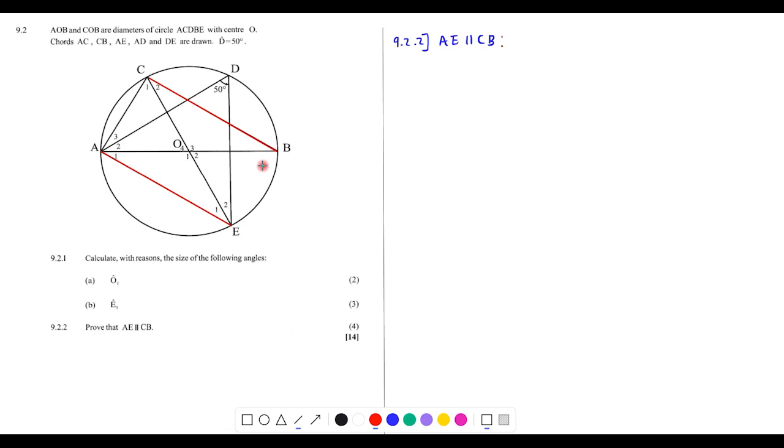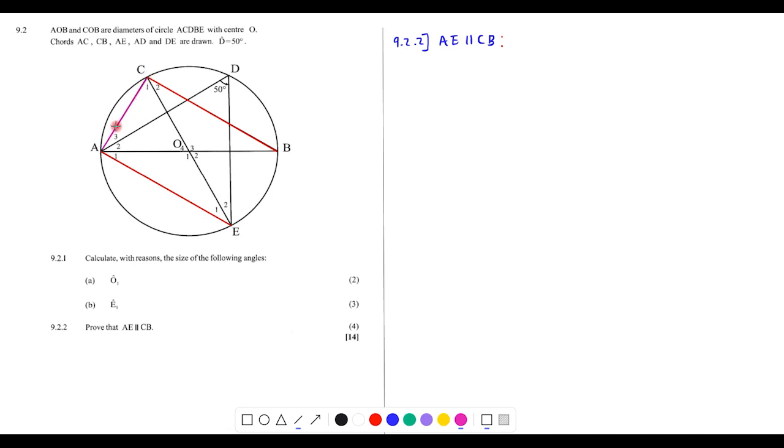To prove something, you need to assume first that it is true, so that you can see, if it is true, what are the things that you were going to do when that was given as true. So here AE is parallel to CB. We're assuming that it is true. So if that is true, then the first thing that I see here is that we will have co-interior angles.